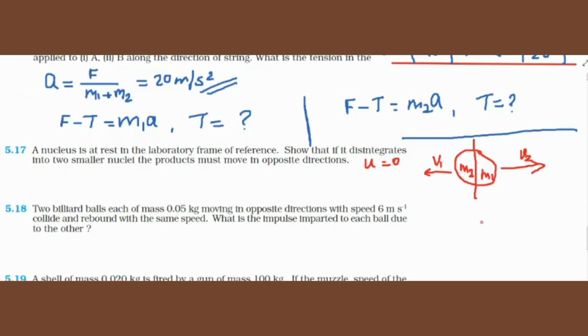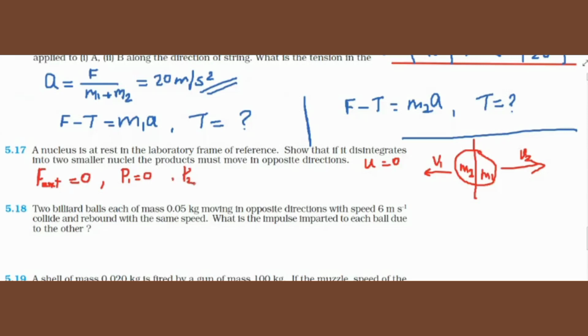Now, the very first point you have to understand is that nuclear disintegration is due to internal force, not external force. Therefore, F external in this case is equal to 0. No external force is applied. That is the first point. Second point, initially the nucleus is at rest. So, initial momentum P1 is equal to 0. Now, final momentum, how much?